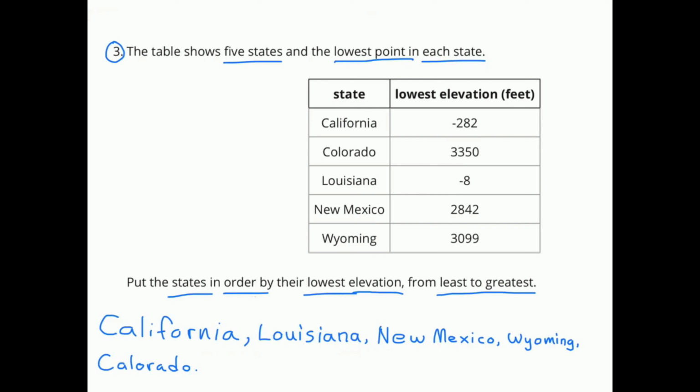The next lowest would be New Mexico. New Mexico's lowest elevation is 2,842 feet. Wyoming would be next, with its lowest elevation being 3,099 feet above sea level. And then finally Colorado would be the highest elevation. Its lowest point is 3,350 feet above sea level.